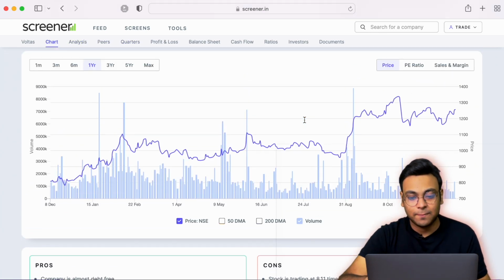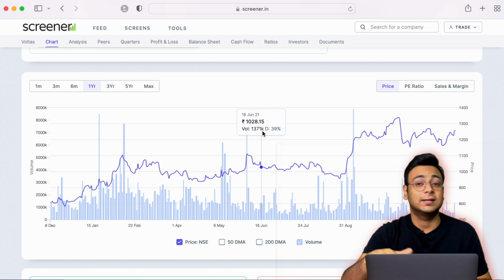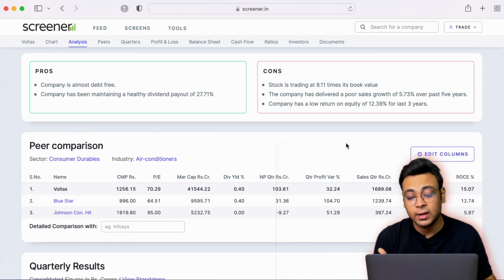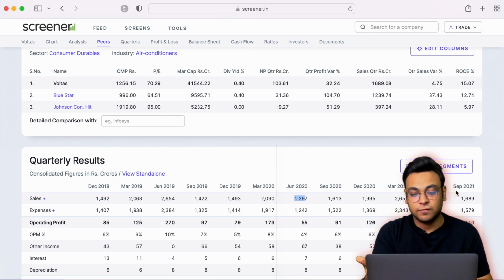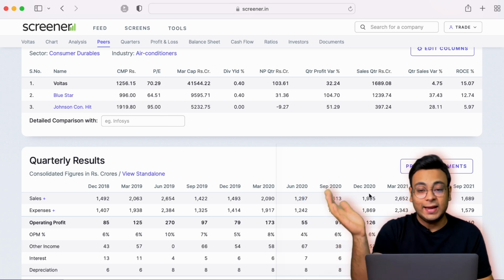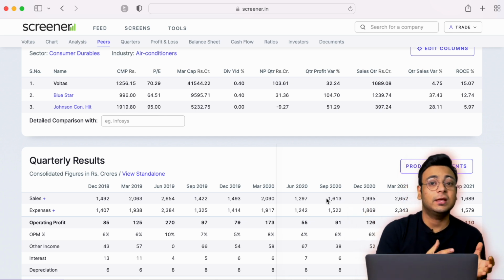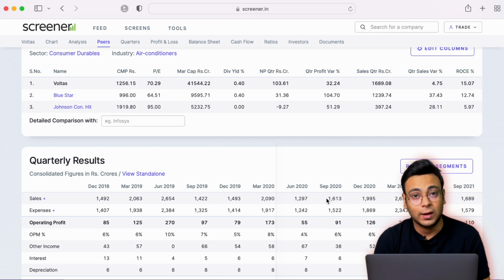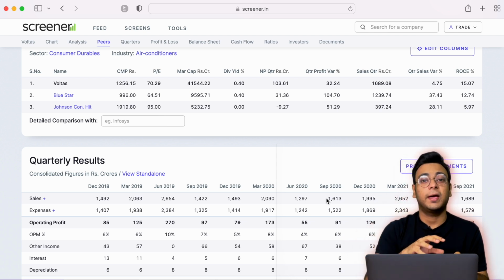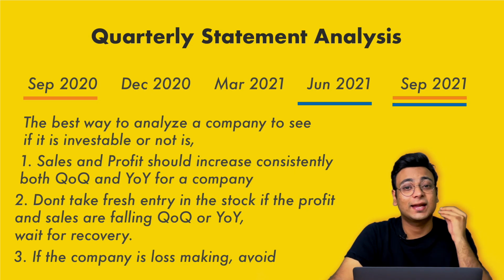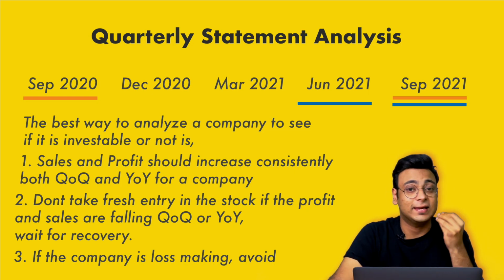Now the company's share price, if you see, has consistently grown throughout the years. Why? Because, like I said, the quarterly figures of this company are very strong. Had the September quarter's figure in 2021 been less than the September 2020 figure, then the company's share price would have fallen. That would indicate that the company, even in off seasons, isn't doing that well. So this is how you compare the quarterly statement of any company. Now, the best way to analyze the quarterly statement of the company is very simple.